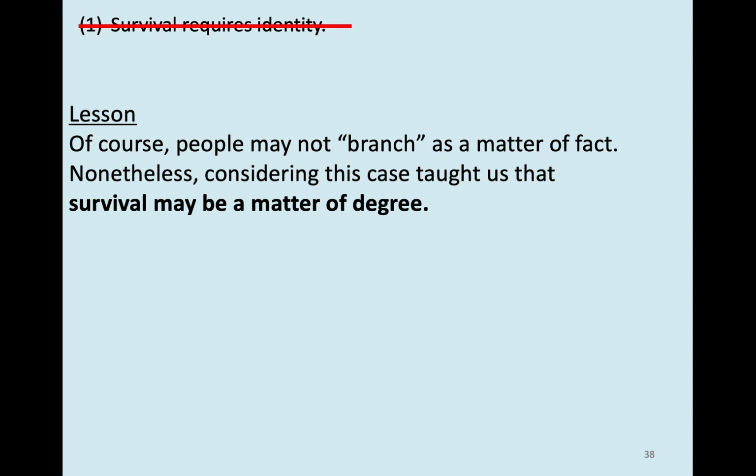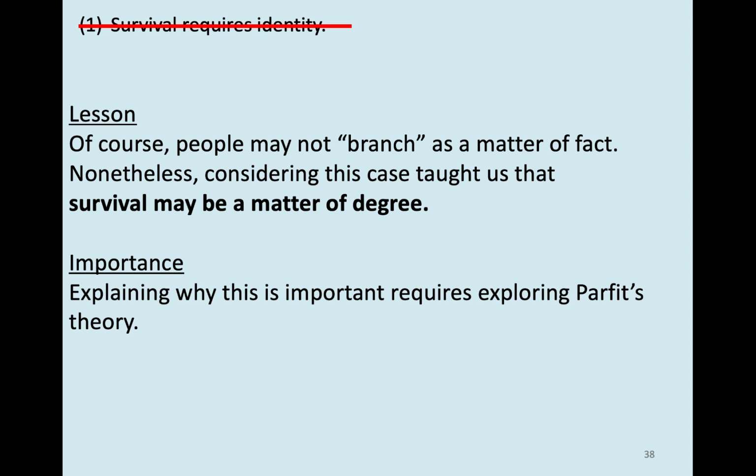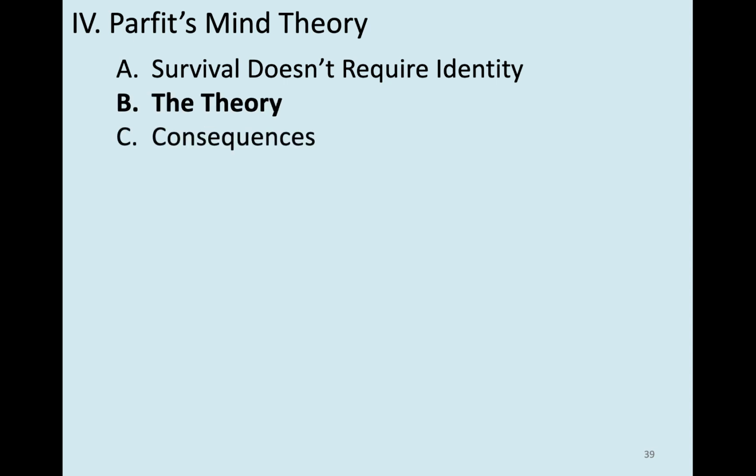Now, why are we shifting from it's not identity to it can be a matter of degree? Because identity is an all or none relation. You can't be more or less identical with someone. You're either identical with them or you're not. But you can be more or less similar to someone. Similarity is a matter of degree. And Parfit's idea goes, considering this kind of fanciful case has taught us that survival doesn't require identity, which opens up the possibility that survival is a matter of degree. This is really important, he thinks. Why? Well, explaining why requires exploring Parfit's theory, and we're going to leave that theory for next time. So we'll stop there and start with Parfit's theory next time.